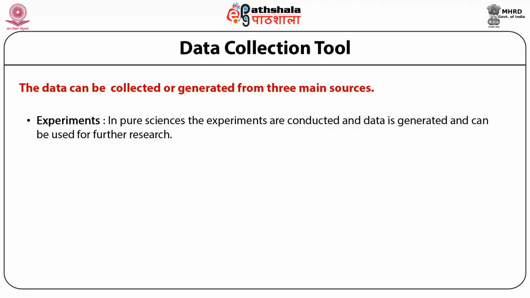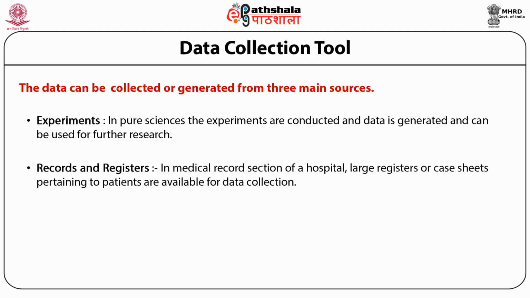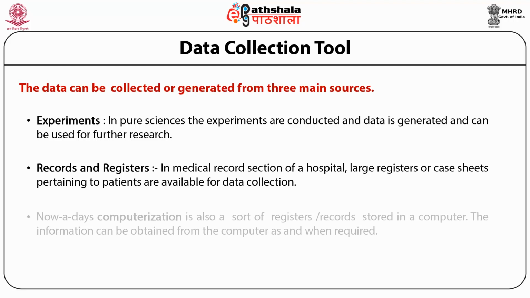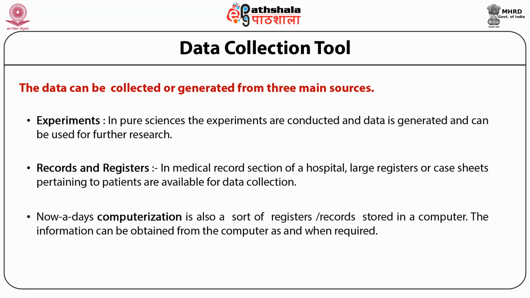Another source of getting data is records and registers. Generally, records are maintained in hospitals. Large registries, large registers or case sheets are available. From there we can collect the data. Nowadays, computerization is a part of the register. It is some sort of register also. From there, HMIS systems are there. We can get the data from these sources also.